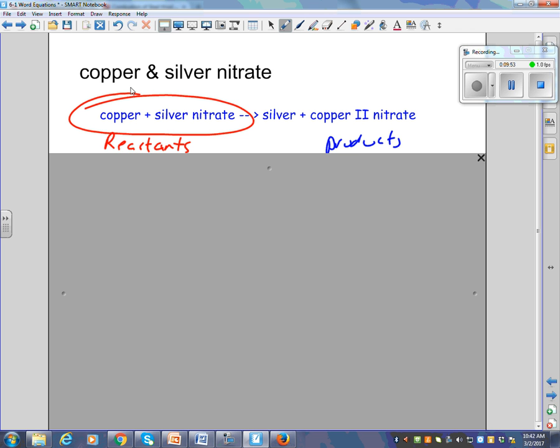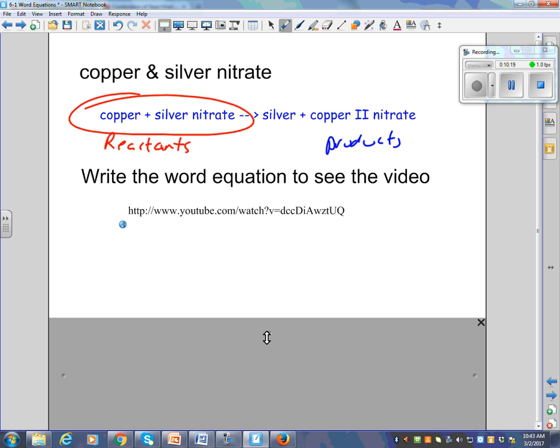What did you notice here? We got copper and silver nitrate. You got 2 things. How many things, substances, do you have on the right-hand side? You got two still. You got silver and copper 2 nitrate. What has sort of happened to the copper and the silver, would you say? It's switched. Switched places kind of thing, right? Like the copper's kind of kicked out the silver, right? Okay, so just keep that in mind. That's something we'll look at in the future. Here's what it looks like with copper and silver nitrate.